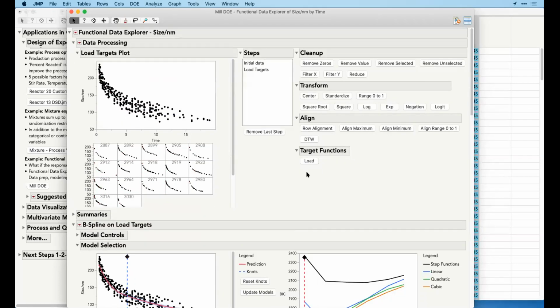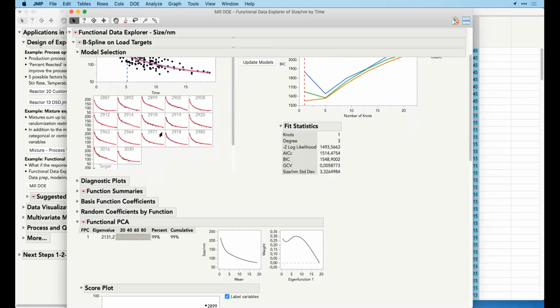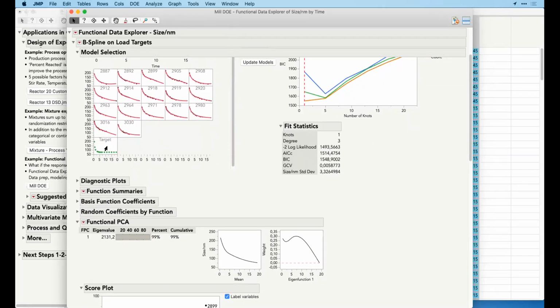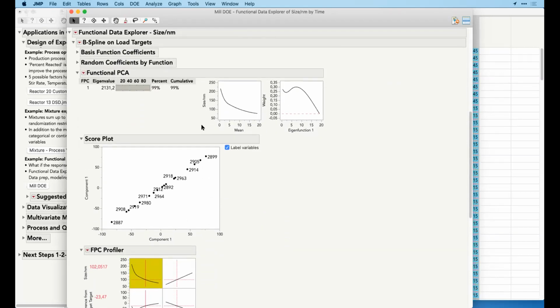So this platform has a workbench for data prep and pre-processing. Here I just loaded the target for this example. Then you see the black dots, these are the measurements, but the red curves, these are the models using B-splines. Now we take these models and we still have the target curve down here. And based on these models, we do a decomposition into functional principal components. And this was done here.